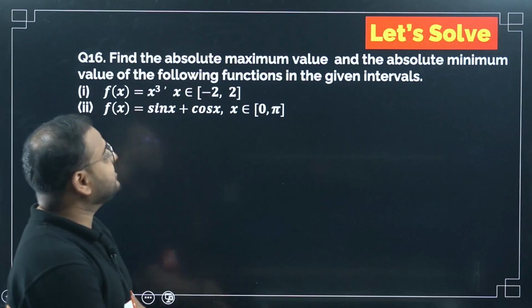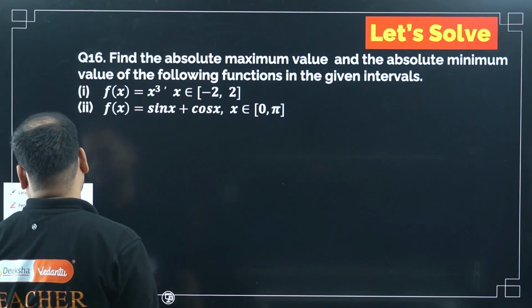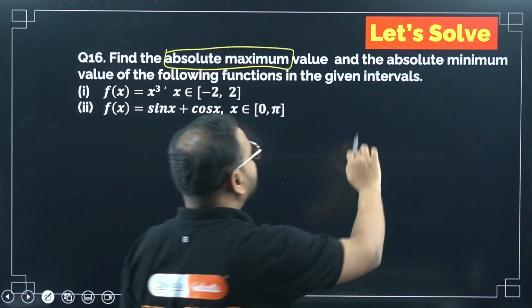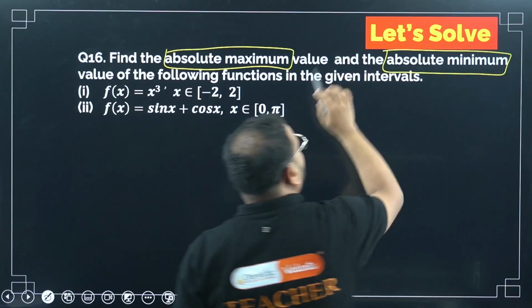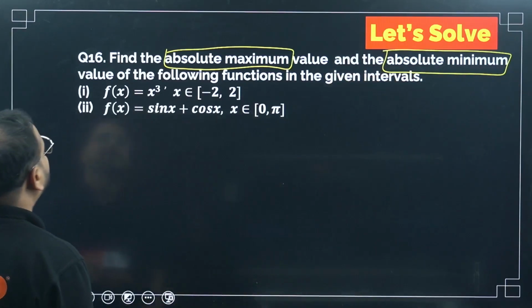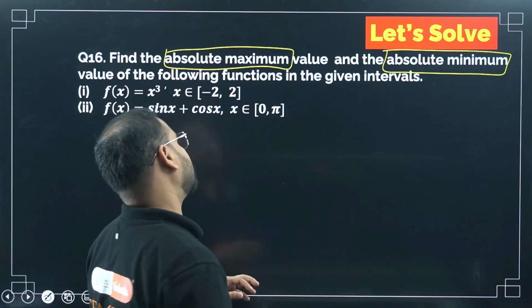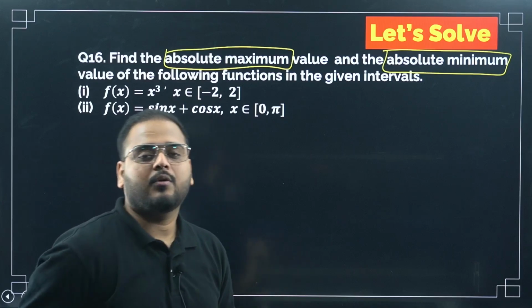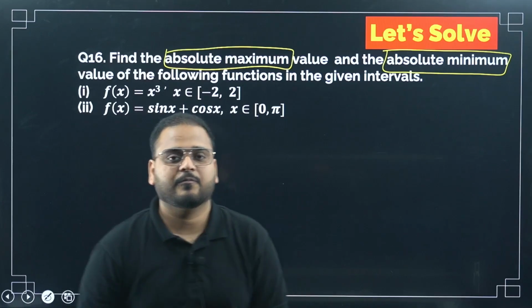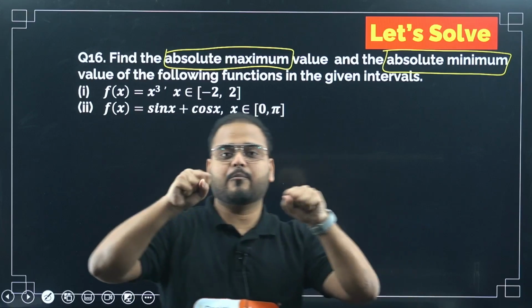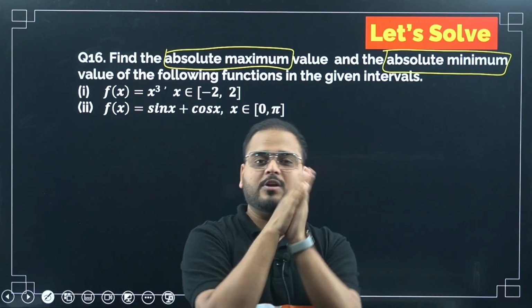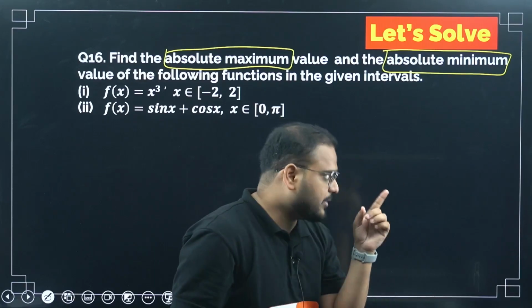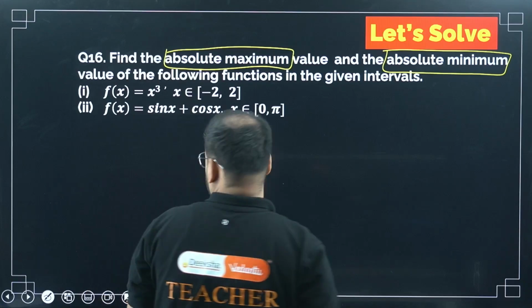Question number 16, find the absolute maximum value and absolute or global minimum value, whatever you call, absolute or global, same thing, of the following functions in the given intervals. Now tell me, what you used to do? First, if the interval was not given, we used to find the critical points. So we know that we will check for maxima and minima at only critical points. But apart from critical points, we have other defined points also. For example, let me check the first one.